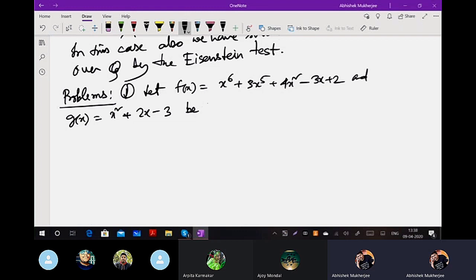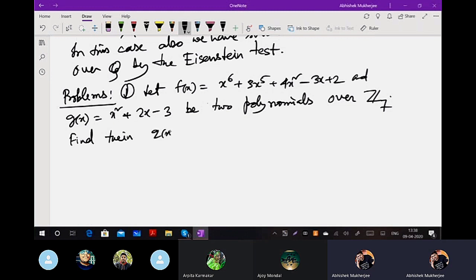Okay, these are okay. The two polynomials over Z7. Now find their quotients Q(x) and R(x) in Z7[x]. Sorry.